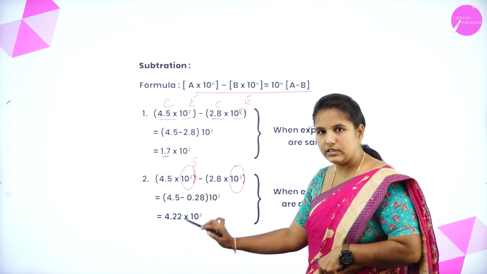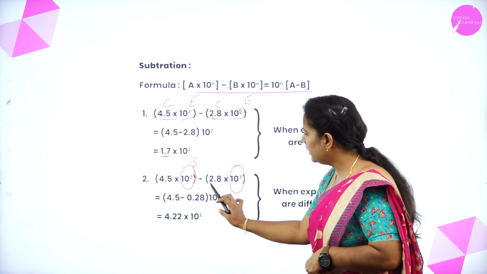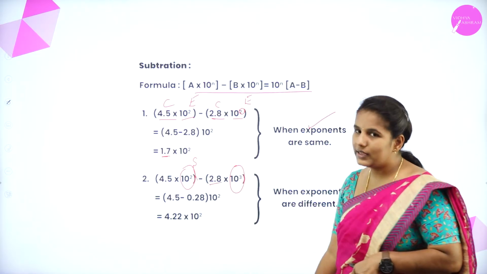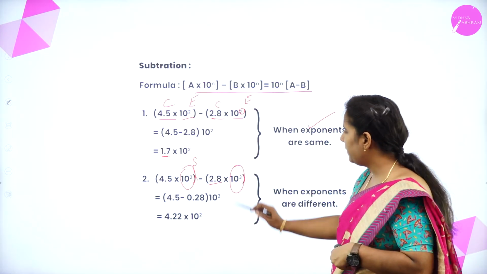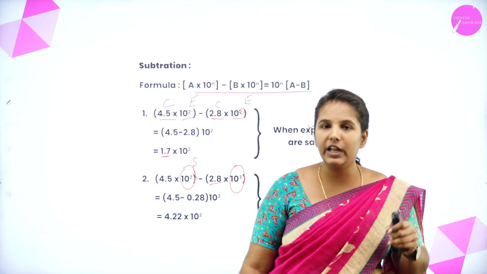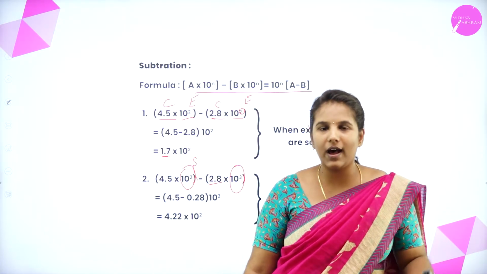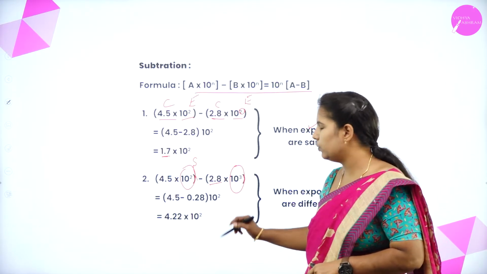Here we have written the 4.5 as such, it is a quotient. And here the 2.8 can be written as 0.28, just to make it a 10 to the power of 2, the same as the other one. We are changing the 2.8 to 0.28.